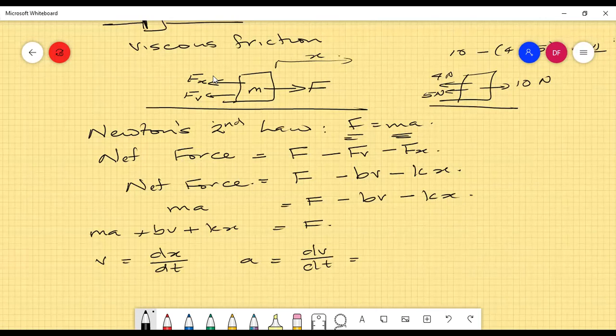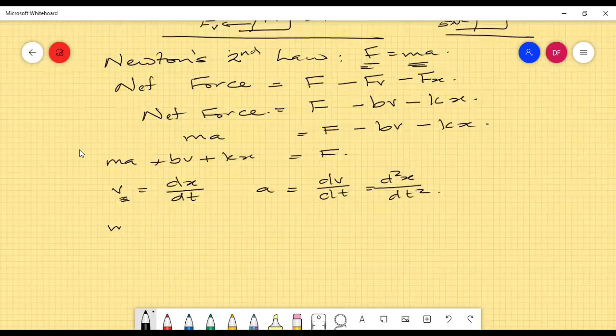So if we are going to differentiate velocity, which we have here, velocity, which is dx dt, then if we're going to differentiate that, then we can write it as d2x by dt squared. So if we put all of that together, we are going to get that m times d2x by dt squared plus b times dx by dt plus kx is equal to f.